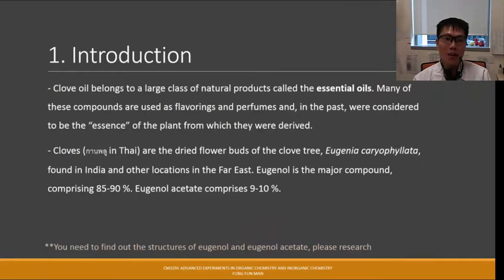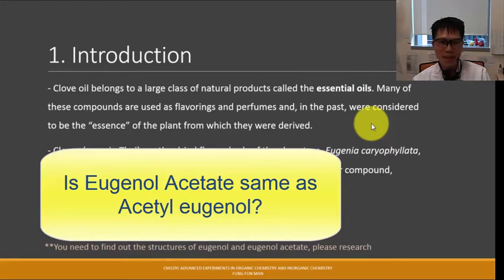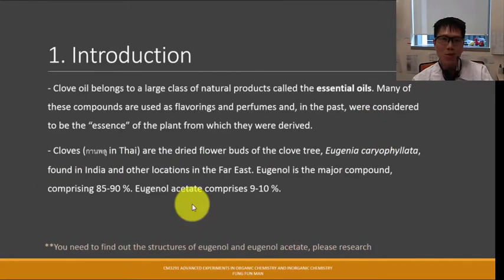Cloves are the dried flower buds of the clove tree, Eugenia caryophyllata, that's found in India or other locations in the Far East. Eugenol is the major compound, which is about 85 to 90%, and eugenol acetate is 9 to 10%. So for these structures, I would like you to, as part of your homework, research and know how to draw them. Alright, not sure, get back to me.